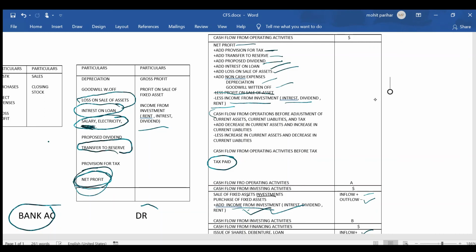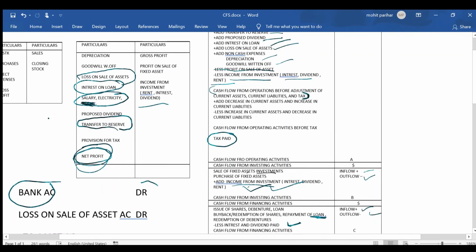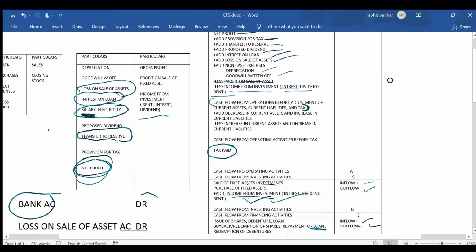We reach this part, the cash flow from operations before adjustment of current assets, current liabilities, and tax. As I told you some time before, whenever there is a decrease in current assets and an increase in current liabilities, there is an inflow of cash. And whenever there is an increase in current assets and a decrease in current liabilities, there is an outflow of cash. If you have not understood this concept, you can go back in the video and watch that concept again. After adjusting this, what we get is cash flow from operating activities before tax.